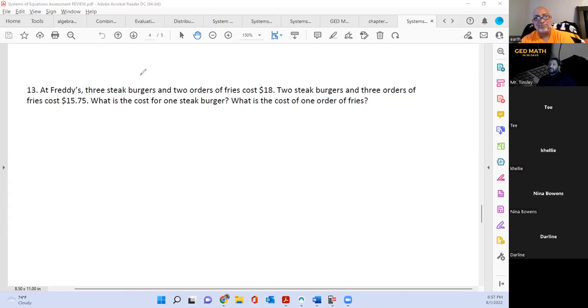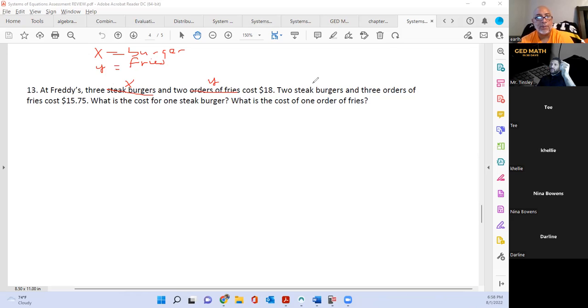Burgers and fries. So what variable is going to be burgers? X. Okay, X is burgers. Y is fries. So basically what you're going to do is everywhere you see burgers and fries in there, you're going to put a variable. So instead of steak burgers here, we got 3X, 2Y.